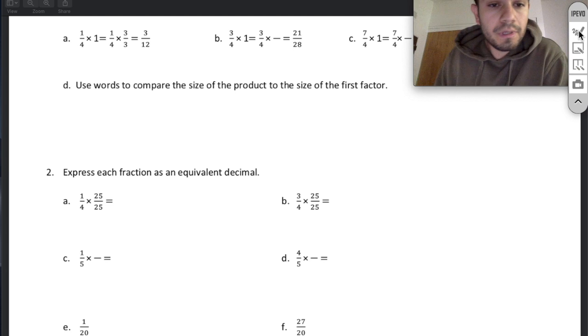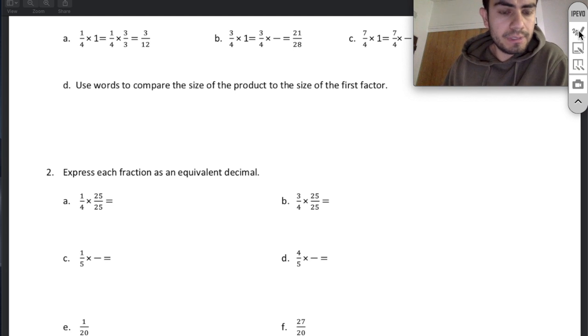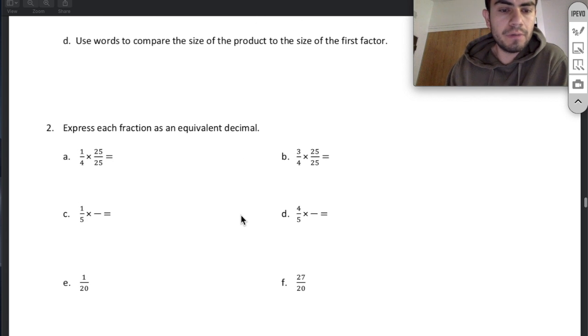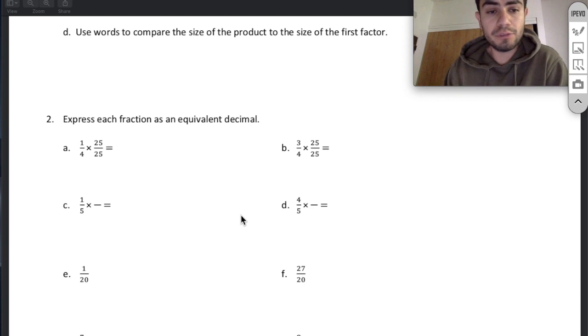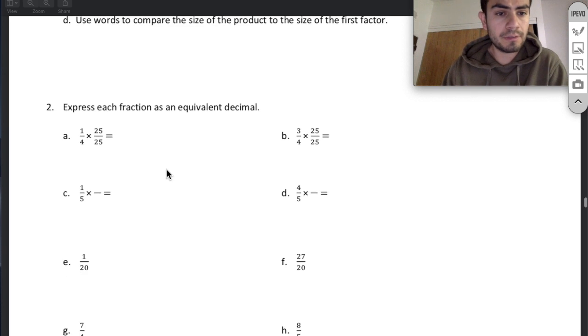Hey everyone, we're going to be doing lesson 21 today, and it's pretty simple. It's all about finding what fraction you will have to multiply in order to change one fraction into a decimal. So let's get started on that.